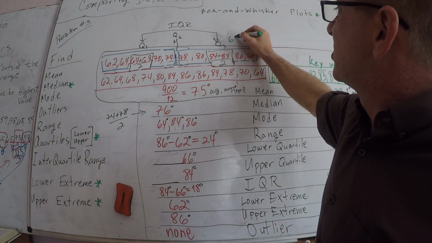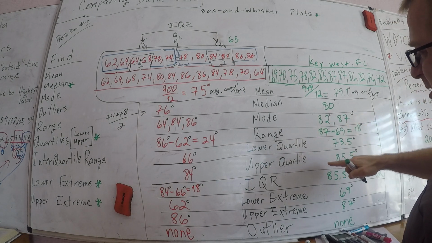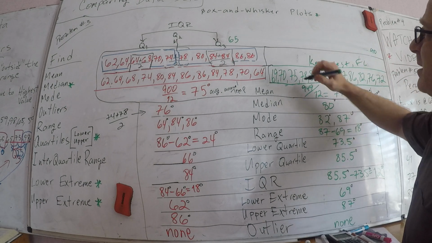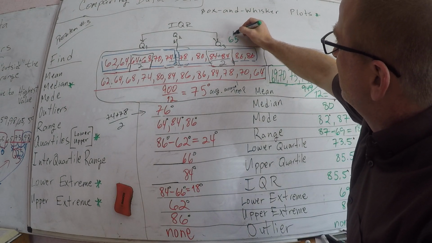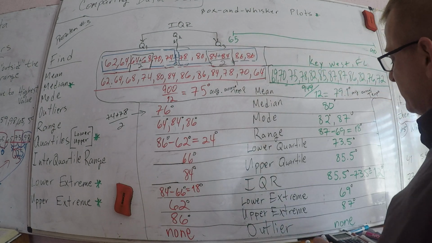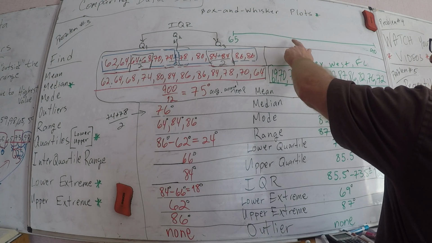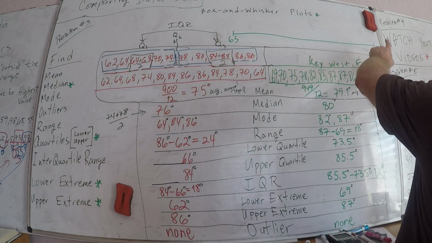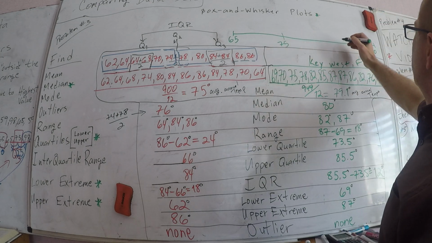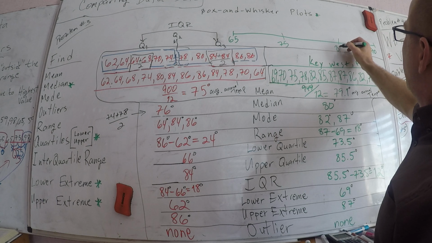Okay, I'll show it to you this way. 65. Upper extreme is 87. I'll go to 90. Okay, here's a number line. I wanted to put all the numbers on there for you, but it doesn't matter. So I got to go 65 to 75 to 85. Okay, so let's say 75 is there. 85 is there.